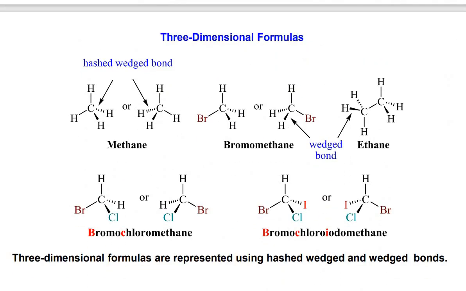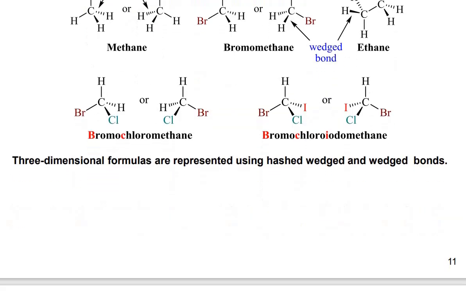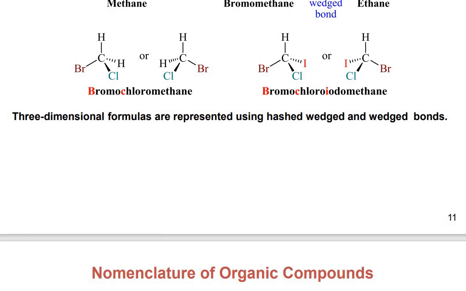Three-dimensional formula. Now here you can see the hashed wedge formula. Hashed, you can see the dotted line and wedge. So you know the tetrahedral form of methane. The four bonds are not in the same plane. So how will you represent it in the three-dimensional formula? For bromochloromethane, you can see the three-dimensional formula is represented using hashed wedge and wedged bonds.